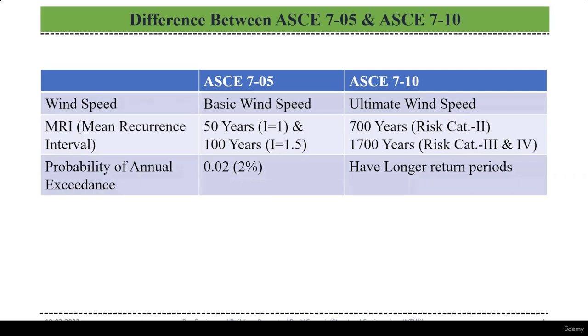Though there are some minor changes, the major change between ASCE 7-05 and 7-10 is the wind speed. In ASCE 7-05, they have given only one wind map based on basic wind speed, whereas in ASCE 7-10, they have given 4 wind maps based on ultimate wind speed by using risk categories 1, 2, 3, and 4.